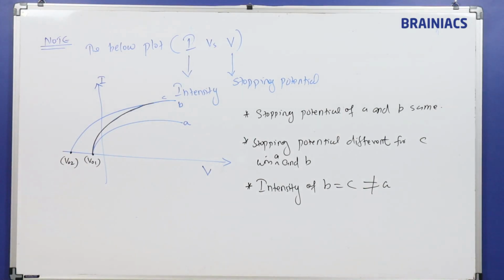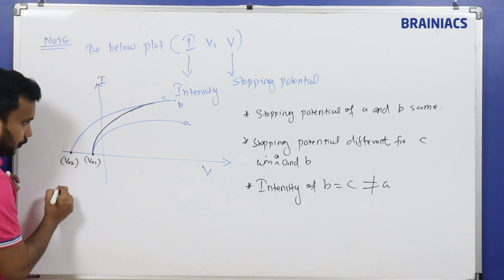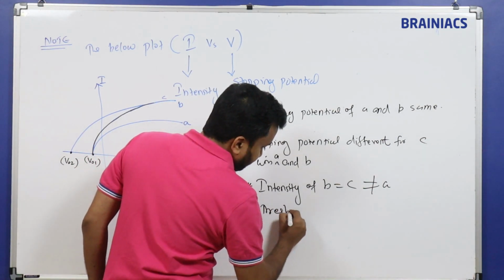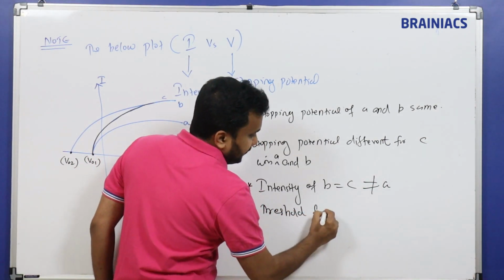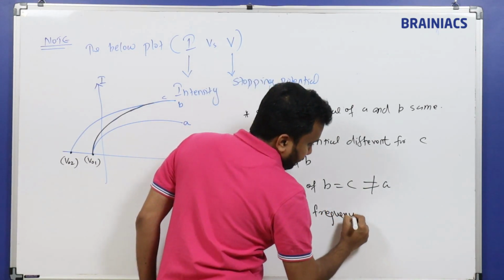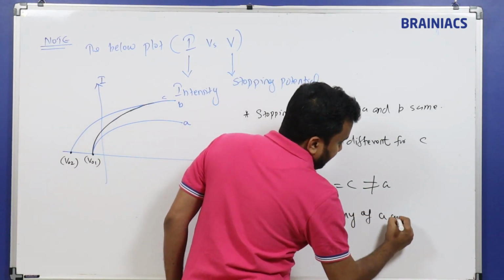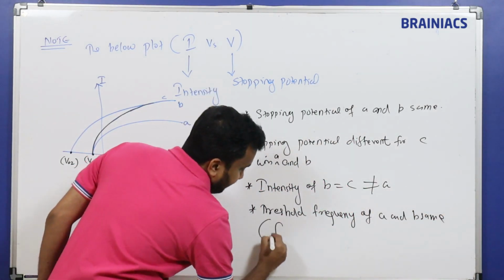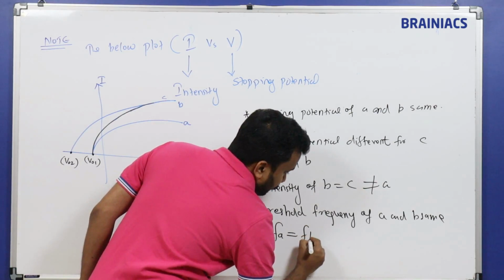Okay, so based on this one, whenever the stopping potential is the same, the threshold frequency will be the same. So I am writing the next point: threshold frequency of A and B same. So I can write it as FA equal to FB.